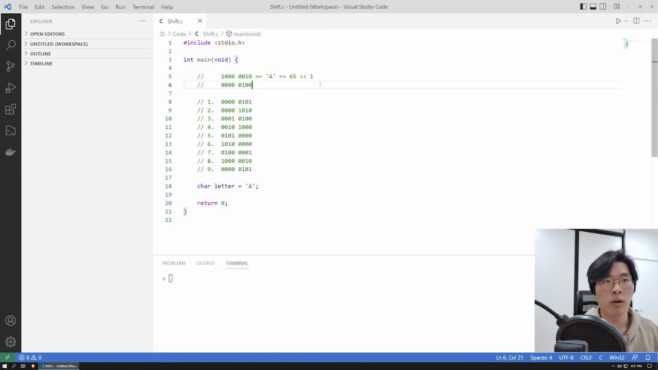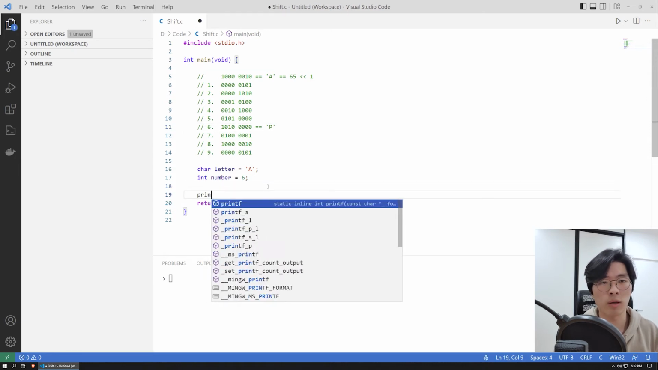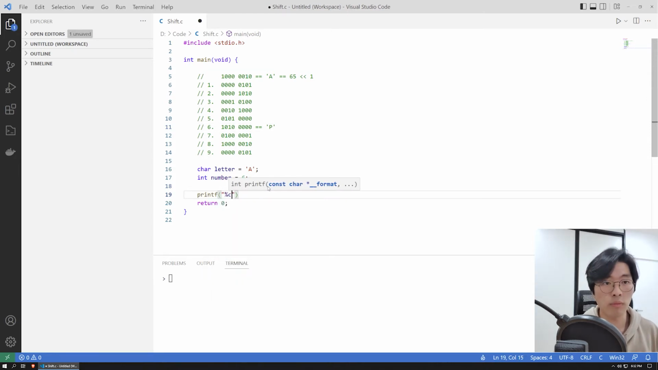combination. And let's say, for example, we don't just do 1, but let's say we do it 6 times. Well, if we do it 6 times, it should give us this combination of bits, which represents the capital letter P in the ASCII table. So if we do this correctly, we should hopefully get the capital letter P printed out into the standard output. So let's go ahead and write this program.